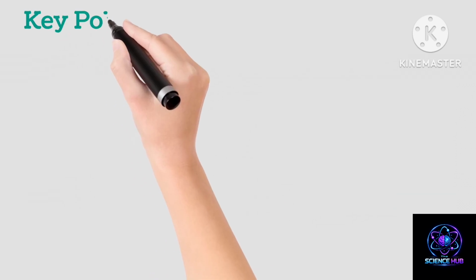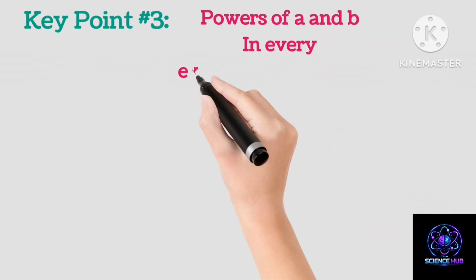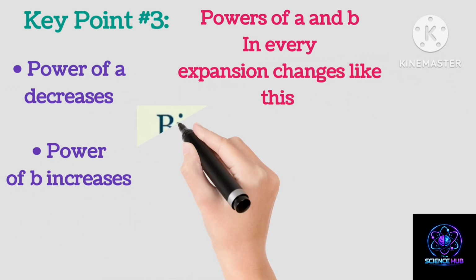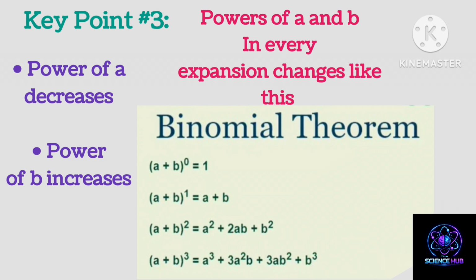Key point number 3, powers of a and b. In every expansion, the powers change like this: power of a decreases, power of b increases.